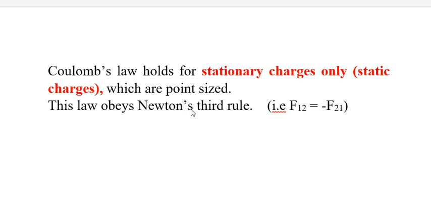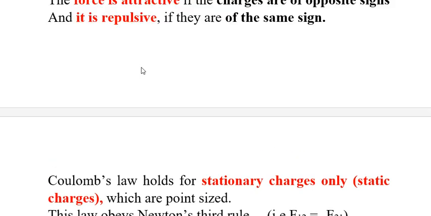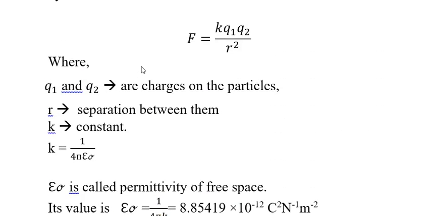This law obeys Newton's third law, that is force F12 is equal to minus of force F21. So if q1 is applying the force F12 on q2, then q2 also applies the same force on q1, but it is of negative nature. So F12 is equal to minus of F21. I hope you got the concept of Coulomb's law.